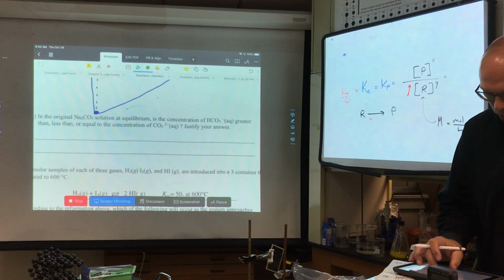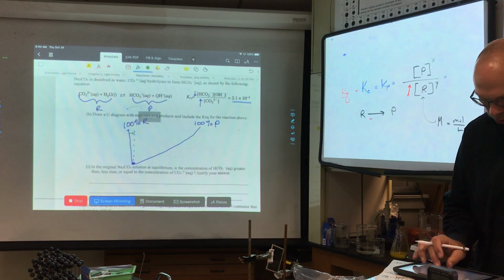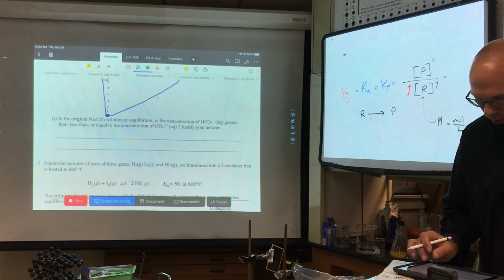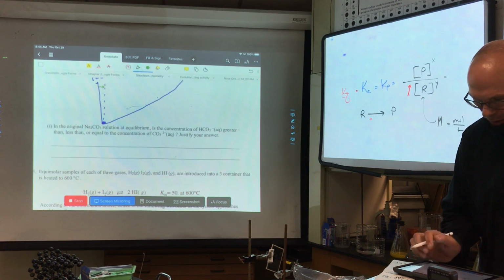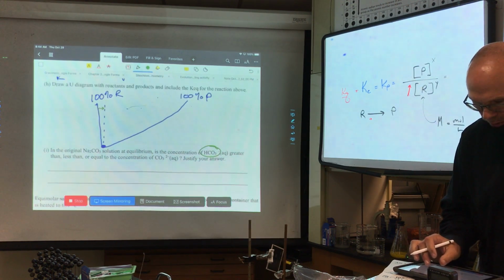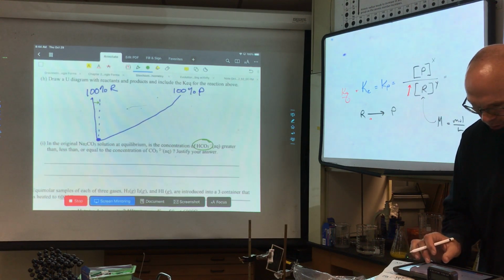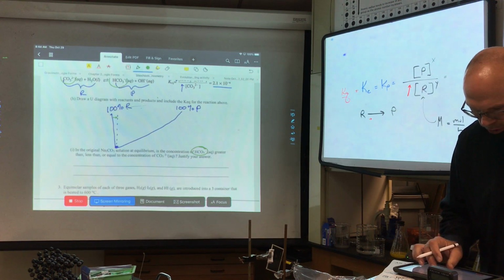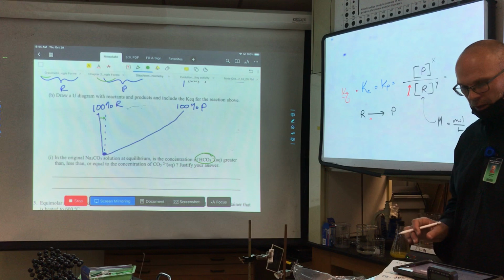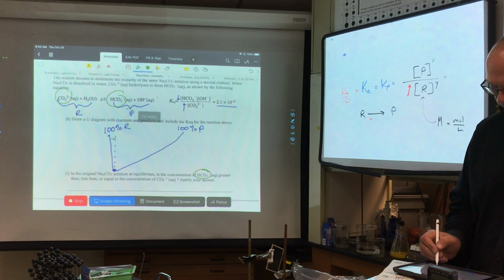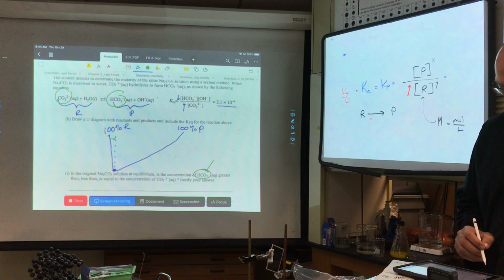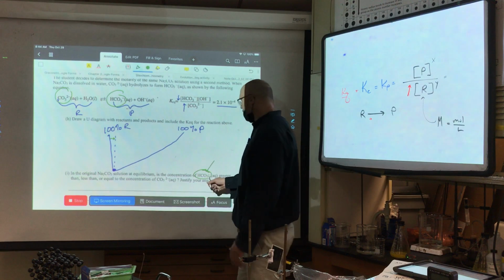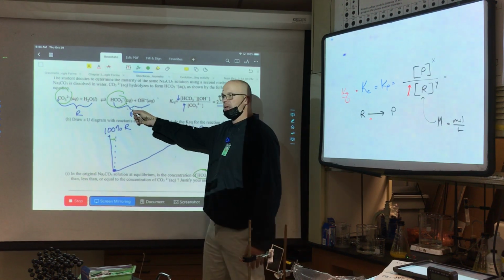All right. In the original sodium carbonate solution, in equilibrium, is the concentration greater than, less than, or equal to? Justify your answer. Is the concentration of the carbonate greater or equal to the HCO3? So how is this compared to that? In the original sodium carbonate at equilibrium, is the concentration of the bicarb ion, that's what they call it, just showing off, greater or less than? Well, because it barely goes forward, the HCO3 negative is less than.